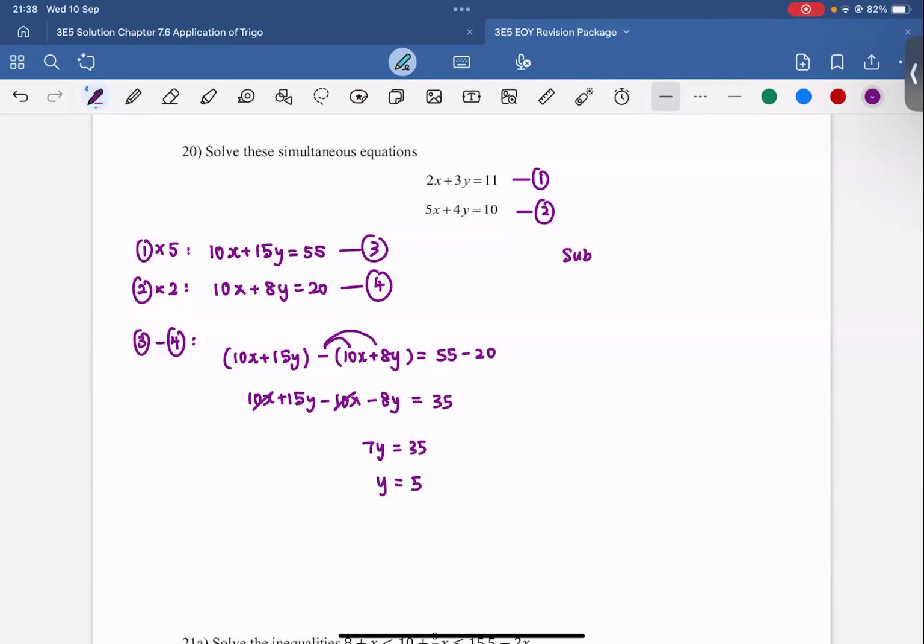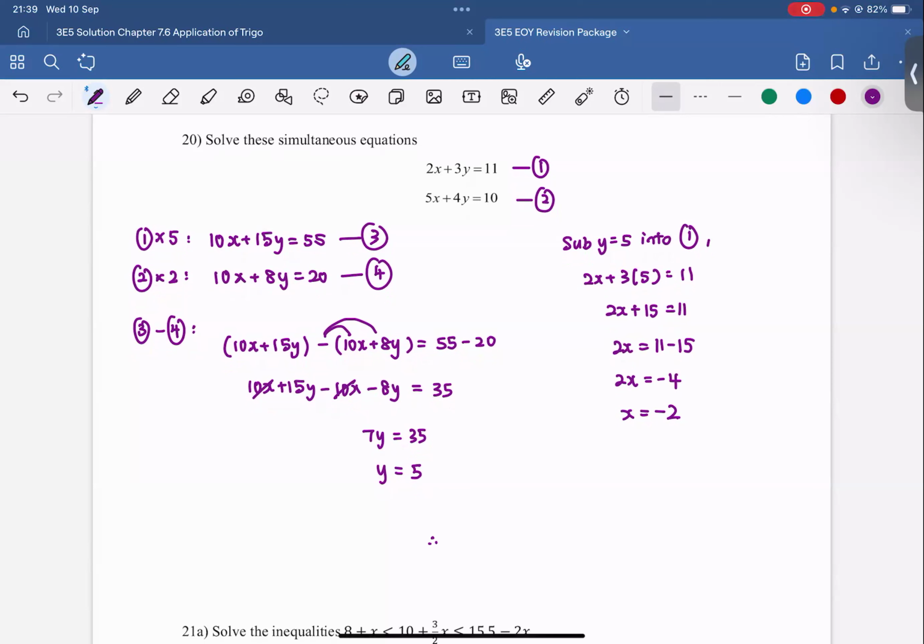Now sub y equals to 5 into, you want to sub into 1, 2, 3, 4, anything also can, but 1 and 2 number will be smaller, so sub into 1. So 2x plus 3 bracket 5 equals to 11. 2x plus 15 equals to 11. 2x equals to 11 minus 15. 2x equals to minus 4. X equals to minus 4 divided by 2, minus 2. Okay, therefore x equals to minus 2 and y equals to 5.